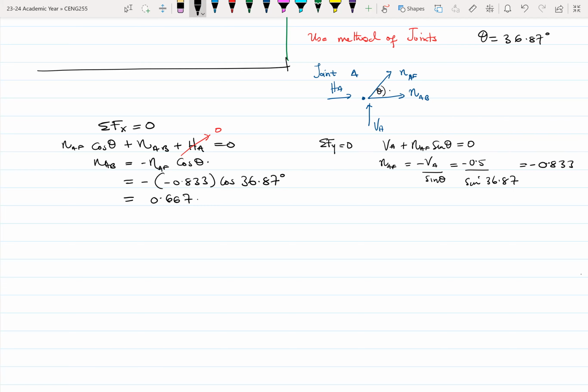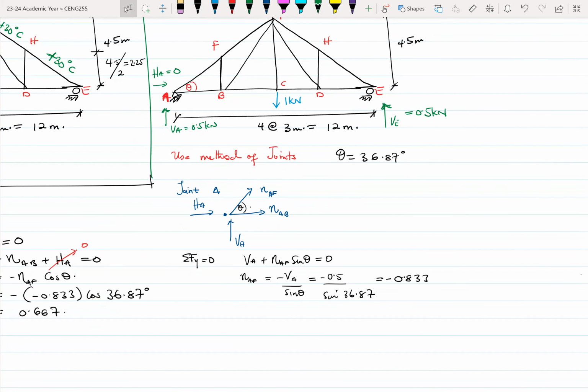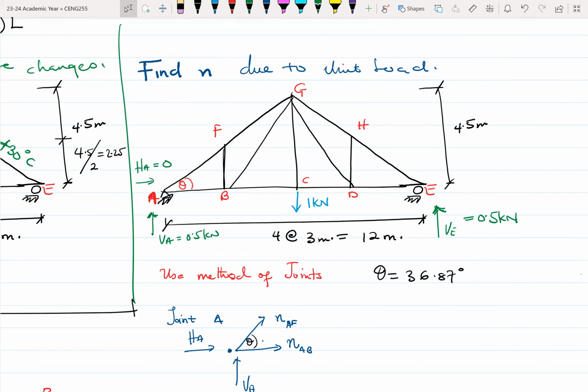So we can find the forces in all the members using this format. You take a joint, and usually when you are selecting joints, you select joints which are easier to solve. When we do that, we should end up with these values. Here, I think, is minus 0.833. Here we'll get, again, minus 0.833.